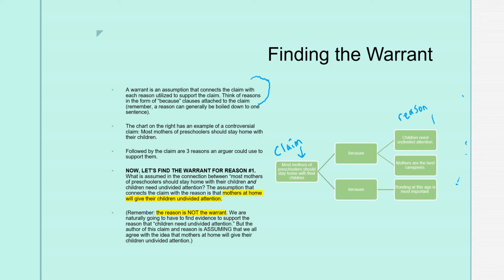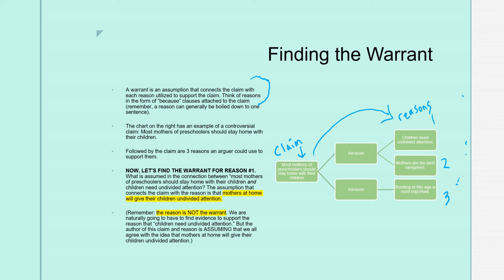So here's reason 1, reason 2, reason 3. Reason 1 is children need undivided attention. So the claim would be most mothers of preschoolers should stay home with their children because children need undivided attention. That's reason number 1. What is assumed in the connection between these 2 things, okay?